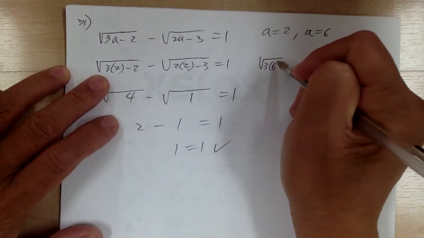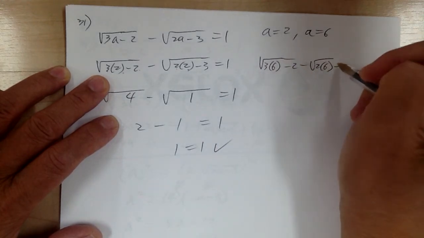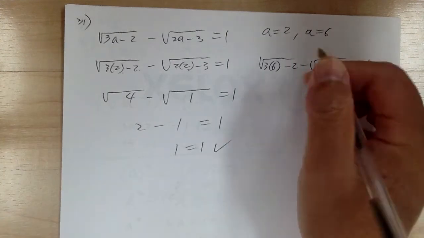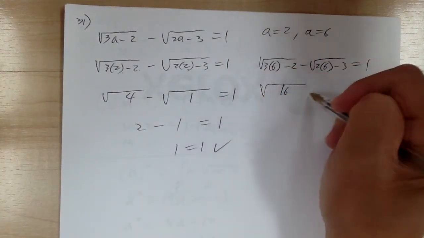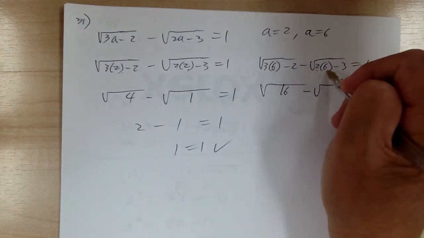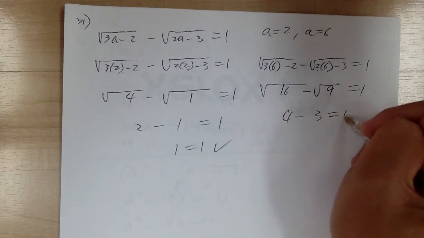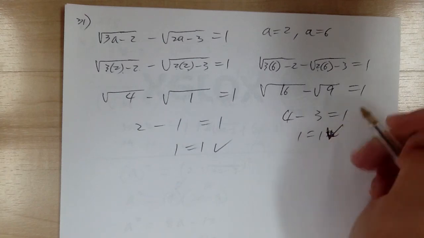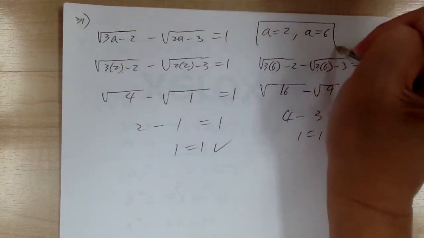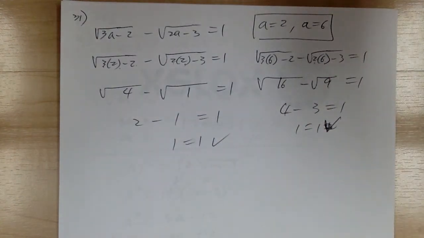So 3 times 6 minus 2 minus the square root of 2 times 6 minus 3 equal to 1. Okay, so 3 times 6 is 18 minus 2 is 16. 2 times 6 is 12 minus 3 is 9. So I get 4 minus 3 equal to 1. So 1 minus 1... 1 equal to 1. Okay, so this one checks. So both are good. Okay, let's go to number 33.